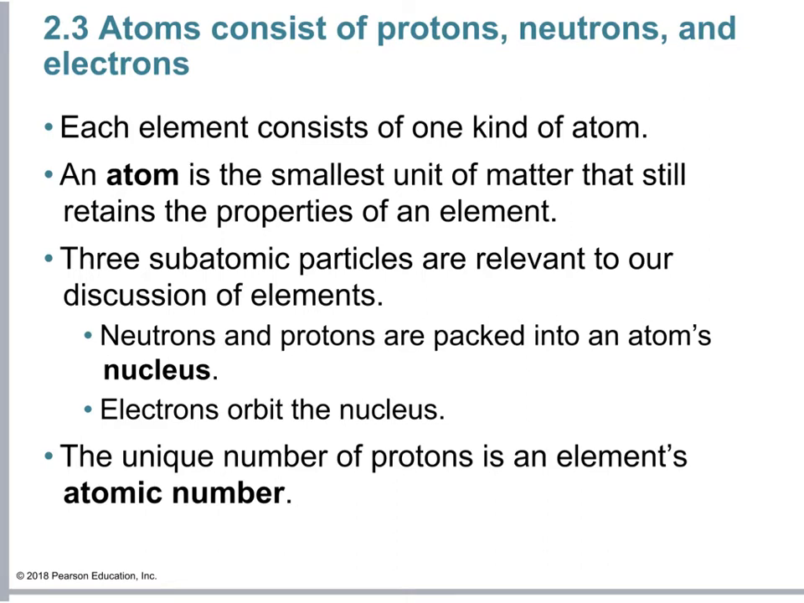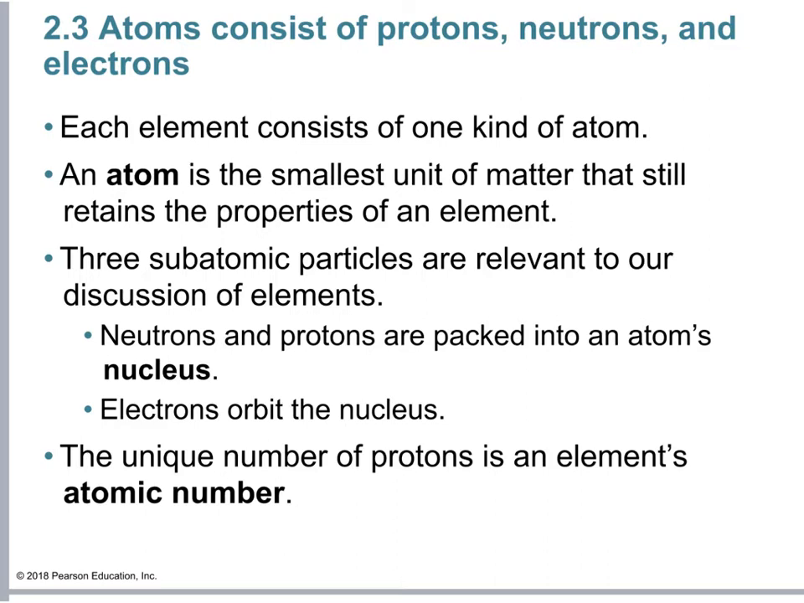In this next section, we discuss atoms consisting of protons, neutrons, and electrons. Each element has its own type of atom, which is different from the atoms of other elements. An atom is the smallest unit of matter that still retains the properties of an element. Atoms are so small that it would take about 1 million of them to stretch across the period printed at the end of the sentence.